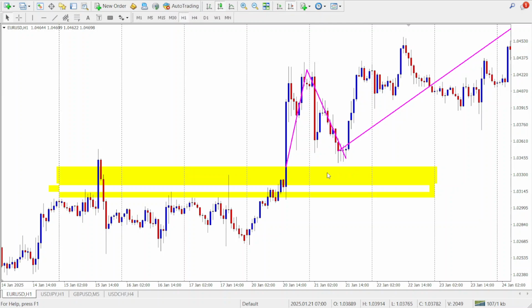There should be a clean retest. Price should come back and respect the broken level without excessive consolidation. Then you have to get a confirmation candle. Look for a bullish rejection candle for a bullish breakout, or a bearish rejection candle for a bearish breakout. You can look for any candlestick pattern, whether it's a pin bar or an engulfing candle or just a strong rejection wick. This confirms that buyers or sellers are stepping in. Then always have confluence with other indicators as well.